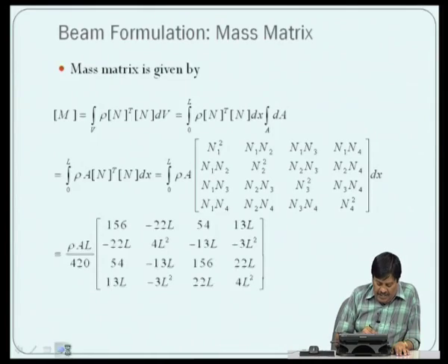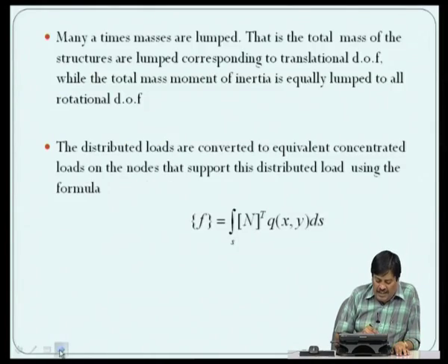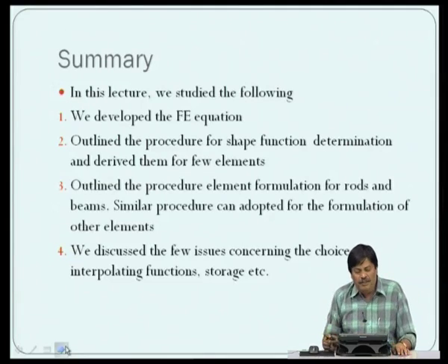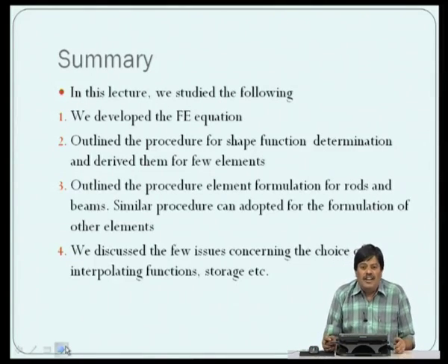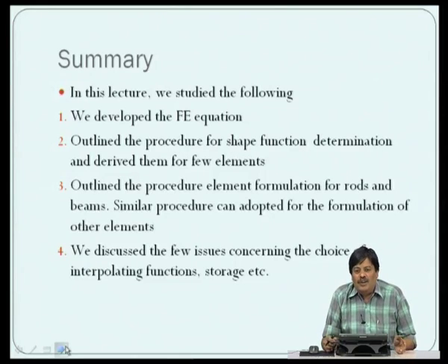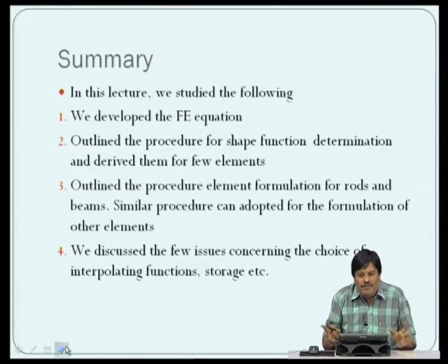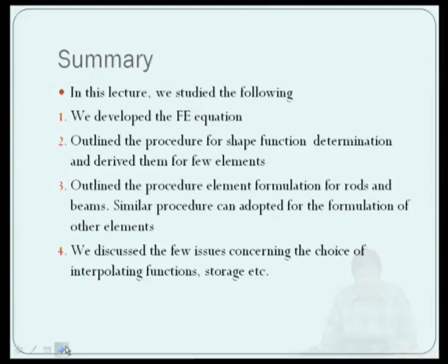So, basically we have done this, and in summary what we have understood here is that we have developed the FE equations, outlined the procedures for finding the shape functions, and also derived some of the elements that can directly go into our analysis, like rods and beams. We also discussed a few issues concerning the choice of the interpolating functions, etc. Thank you.